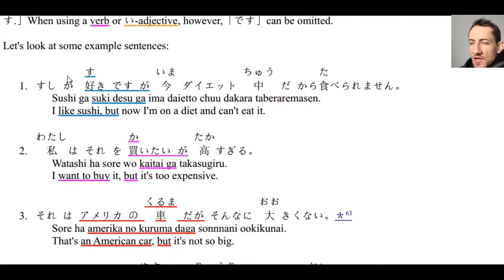Number one, sushi ga suki desu ga, ima diet chū dakara taberaremasen. So I like sushi, but now I'm on a diet and can't eat it. Diet chū, I'm in the middle of a diet. Can't eat it. Number two, watashi wa sore wo kaitai ga takasugiru. So I want to buy that, but it's too expensive. Kaitai ga, so want to buy, but takasugiru. It's too expensive. So I can't buy it.